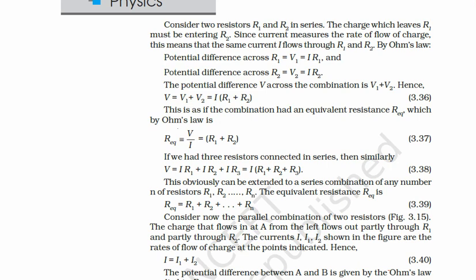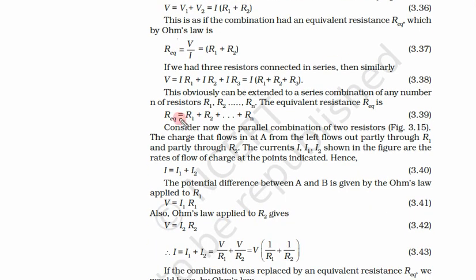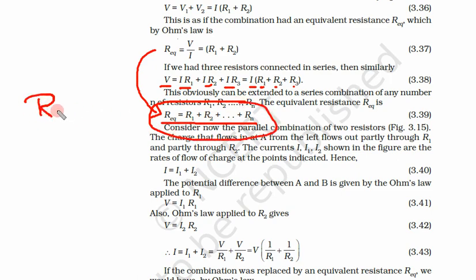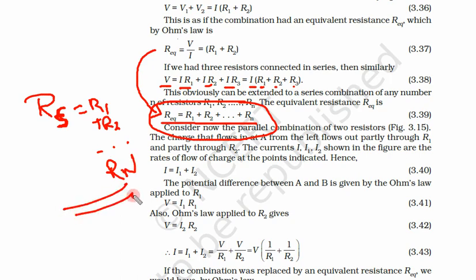Similarly, we can extend this to a third resistor as well. So total potential drop V1, V2, V3, that is simply I common, times R1 plus R2 plus R3, and again similar to this, R equivalent is equal to R1 plus R2 plus up to Rn. So in series, let us write the equivalent resistance as RS. Equivalent resistance in series, RS is equal to R1 plus R2 up to Rn. So this is the equivalent resistance in series.